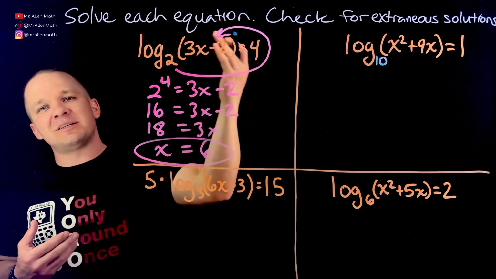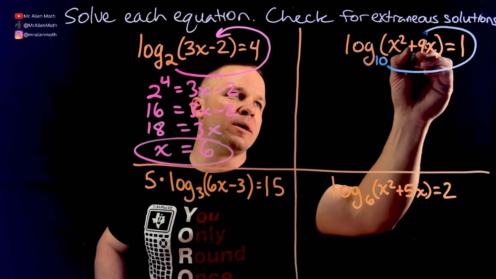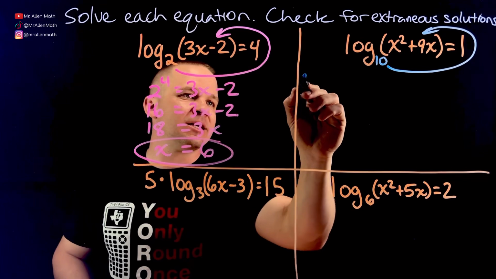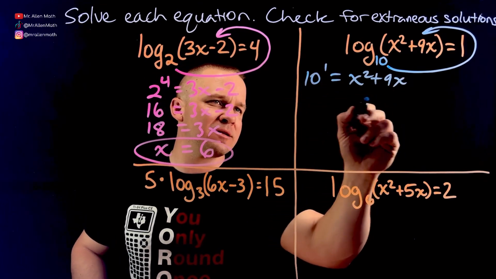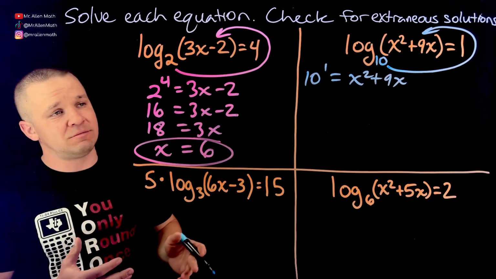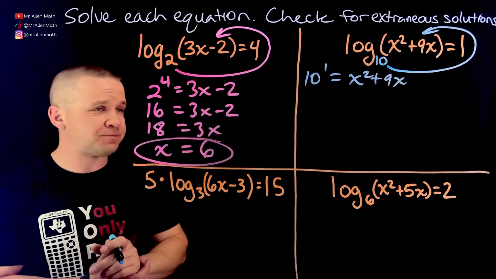So how do I solve this? Same as this one. Let's loop it. Let's swoop it. A lot of looping and swooping in this video. I got 10 to the first equals x squared plus 9x. 10 to the first is just 10, right? Anything to the first power is that anything.